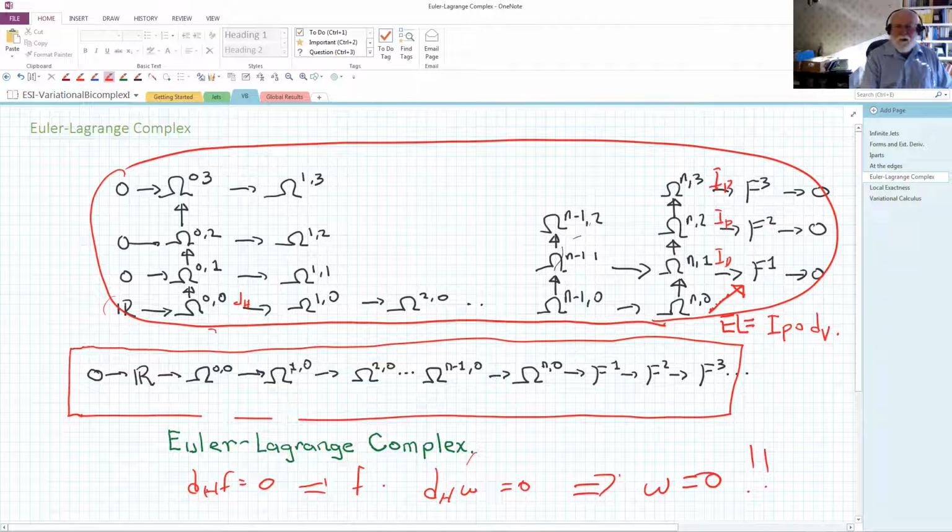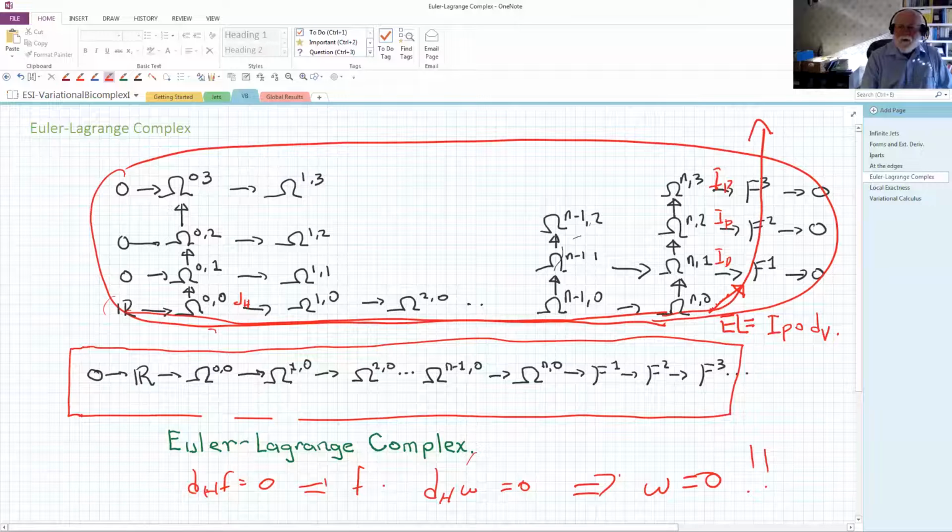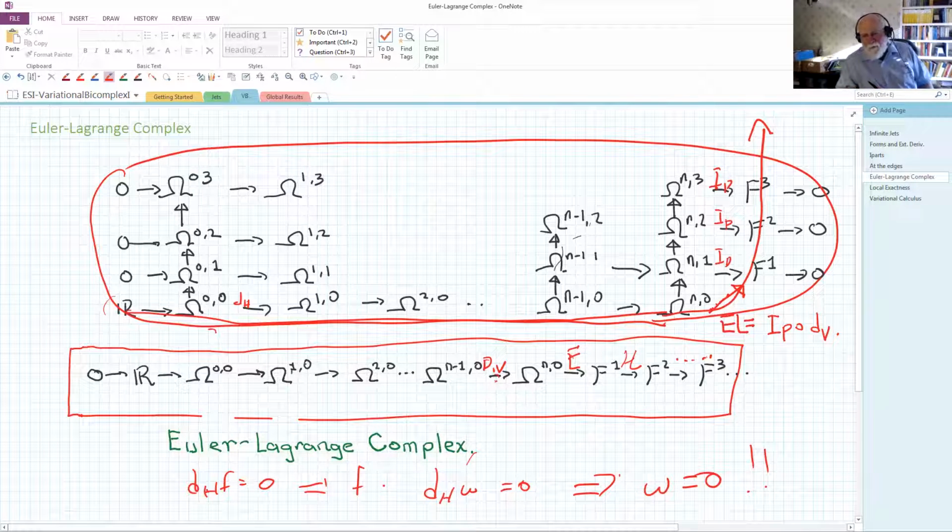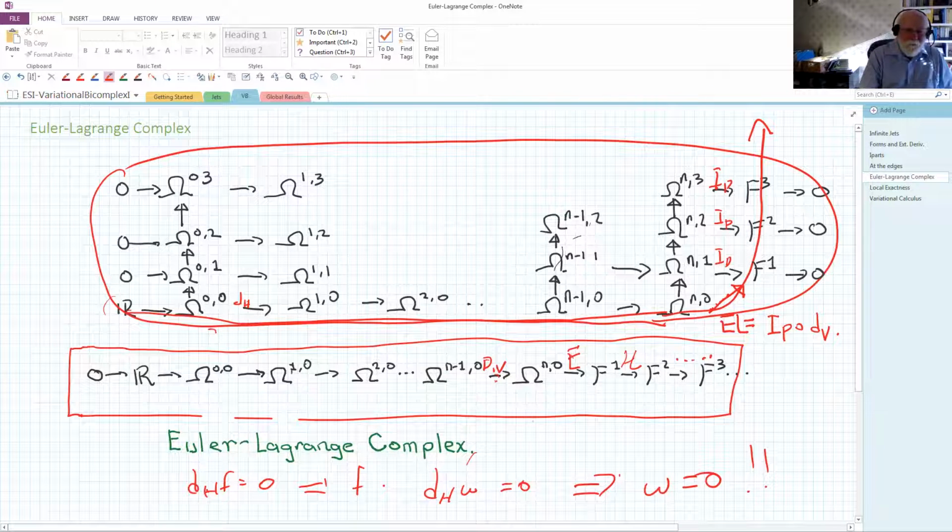Okay, so now I take this edge complex. So I take this piece here, and then I come up this way. Right at this spot here, I basically have the divergence operator. That's dH of an n-1 form. That's the divergence operator. At this spot right here, I have the Euler-Lagrange operator. At this spot right here, I have the Helmholtz operators. And here I have higher order analogs of these Helmholtz operators, which I wouldn't say too much about.